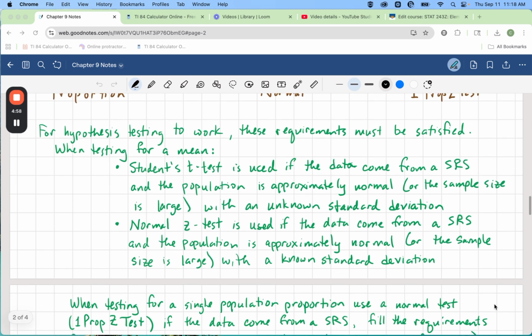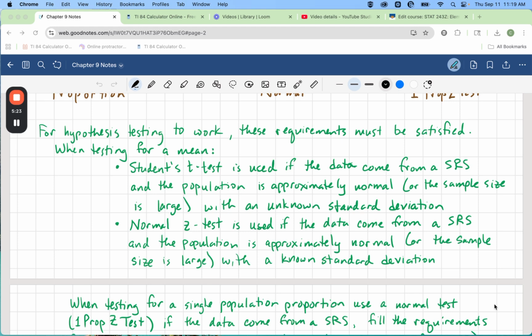First of all, the t-test or z-test can be used if the data comes from a simple random sample and the population is approximately normal, or the sample size is large, because then the central limit theorem comes into play. So t-test if you have an unknown standard deviation, z-test if you know the standard deviation, okay?